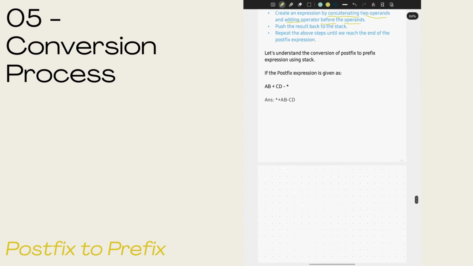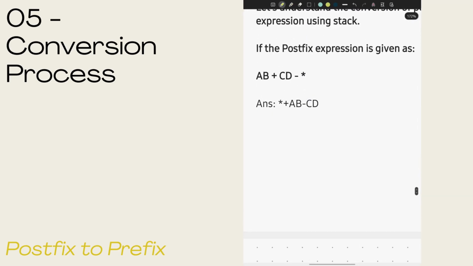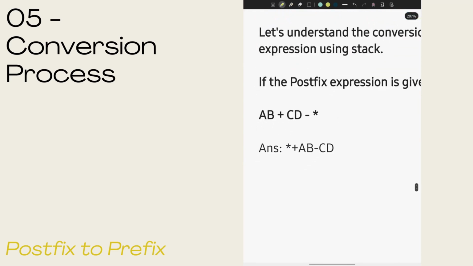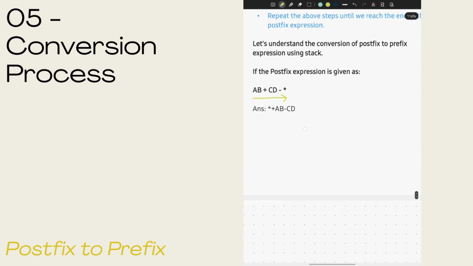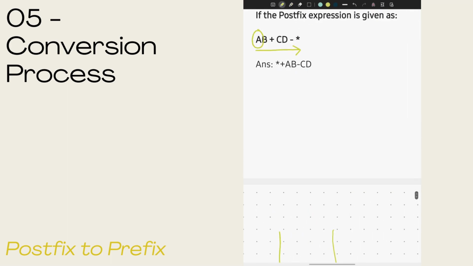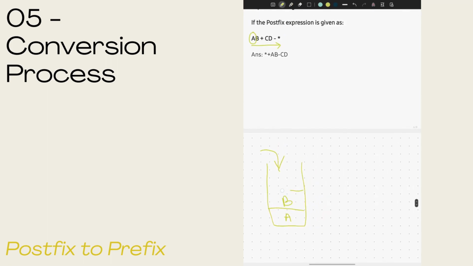Now let's understand the conversion of postfix to prefix expression using this example. What we have here is AB plus CD minus multiply. So remember the first rule is we scan the postfix expression from left to right. Now we have stack here. Remember, if we encounter an operand, we just push it into the stack. We have A, and then we have B. Push it into the stack, and then we have plus. Plus is an operator, so we pop out these two out of the stack.